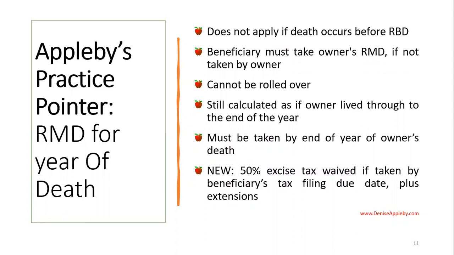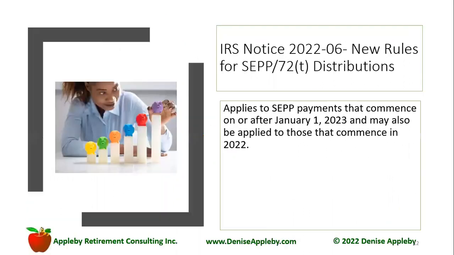Before the proposed regulations, we used to tell beneficiaries, you've got to take it by the end of the year of death, or you're going to owe the IRS a 50% excise tax for not meeting that deadline. But one of the good things that came out of the proposed regulations is, hang on a second, let's give these people some time to do this because they're already dealing with the death of a loved one. So now they have until the beneficiary's tax filing due date plus extension to take the RMD for the year of death without being subject to the 50% excise tax.